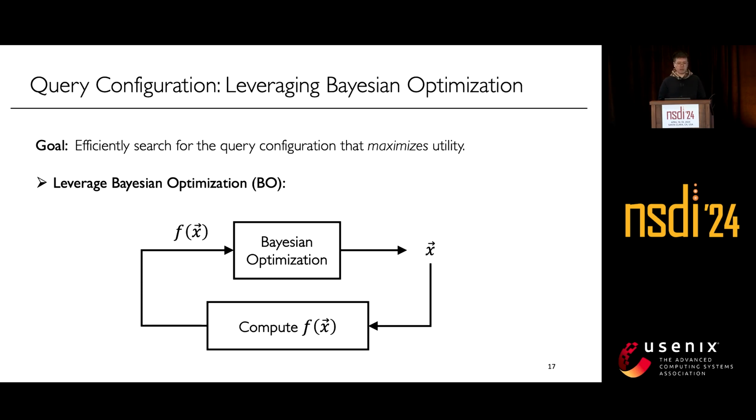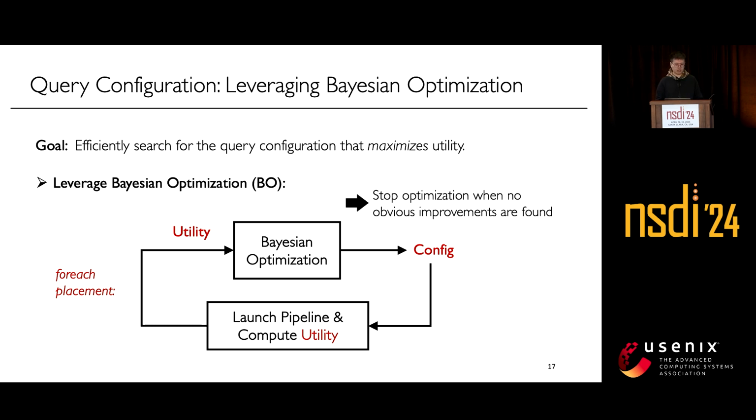In Vulcan, we apply BO on a per placement basis. For each feasible placement, we start a BO process to find the best configuration under that placement. In this case, the input is the configuration and the output is our utility value. For each configuration proposed by BO, we launch our pipeline, compute the utility, and feed this value back to BO. And we stop this optimization process when no obvious improvements can be found in the utility.